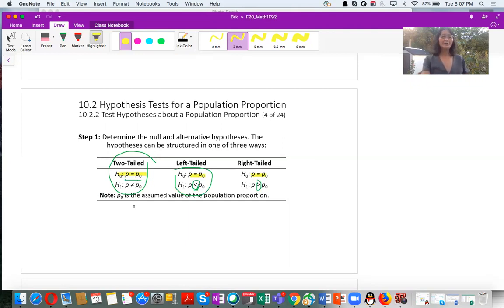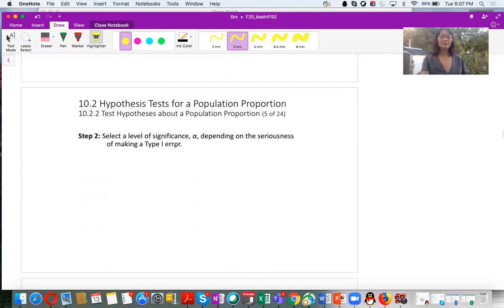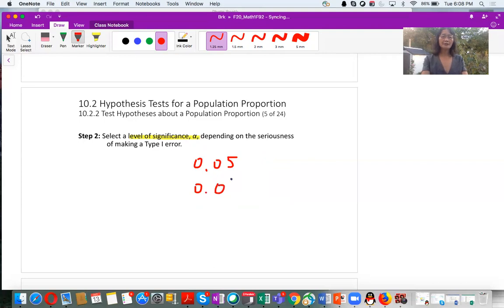And P0 is the assumed value for population proportion. P0 is not sample proportion. Sample is p hat. Step 2, we select level of significance alpha. The popular alpha is 0.05. If the question does not give you the alpha, assume alpha 0.05. Other popular choices are alpha 0.01 or alpha 0.1.